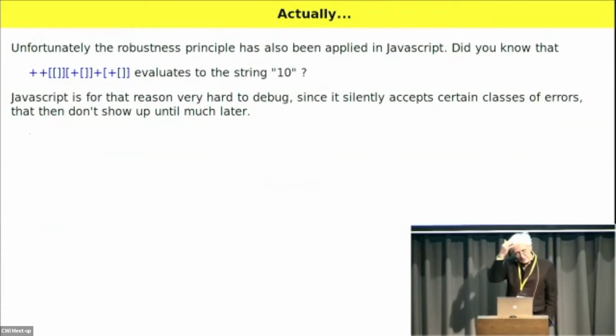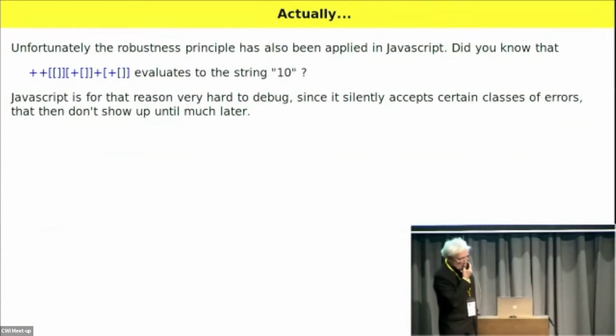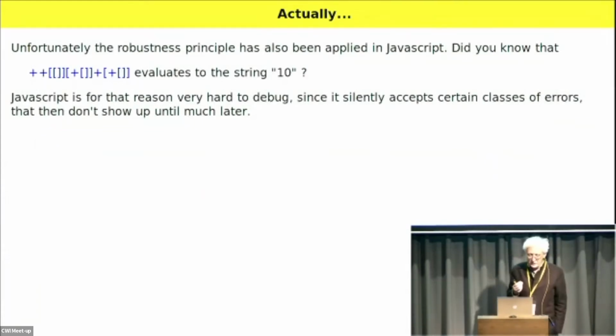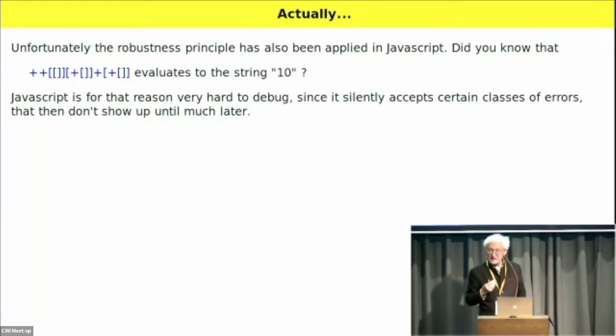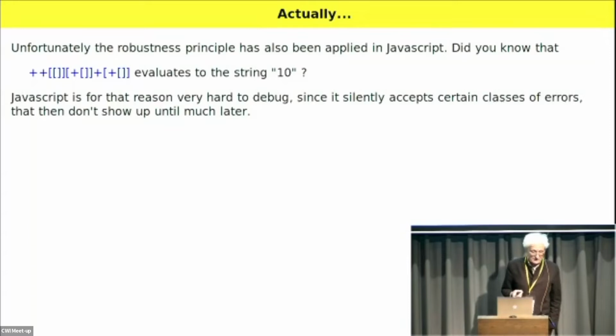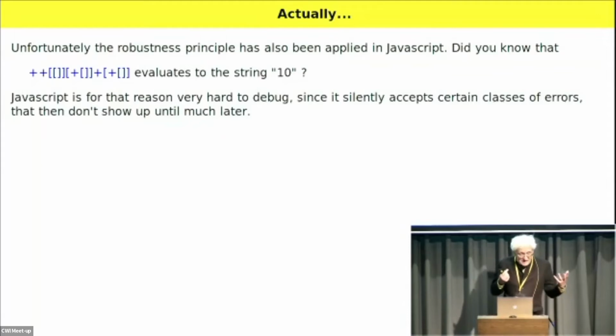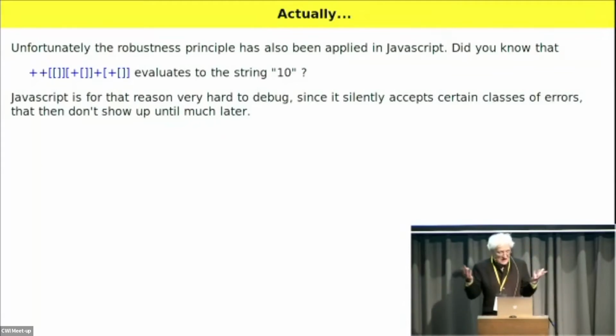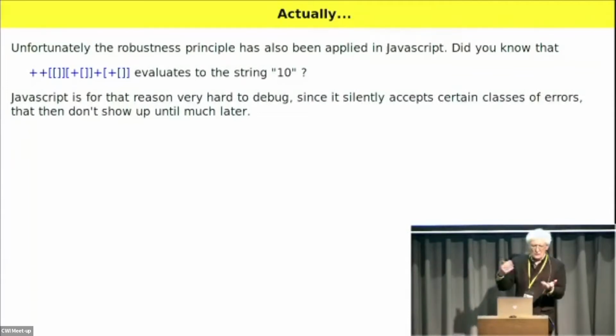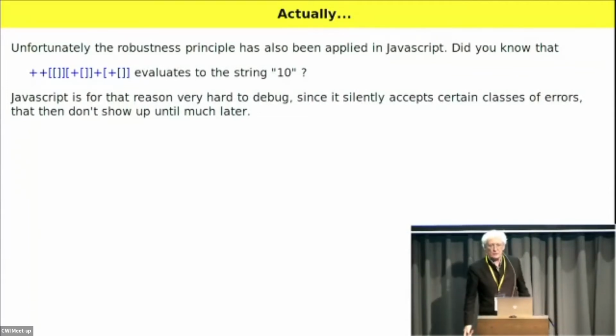Now, actually, the robustness principle has also been applied to JavaScript. Did you know that plus, open bracket, close bracket, blah, blah, blah, blah, evaluates to the string 10? It really does. And if you click on that link, you will get an explanation of why it evaluates to the string 10. I mean, it's not sensible, but it does it. This makes JavaScript very hard to debug because it silently accepts certain classes of errors, doesn't tell you about them, and then later on in the run of the program, suddenly things start going wrong, and trying to trace that back to where the error really was is very hard.